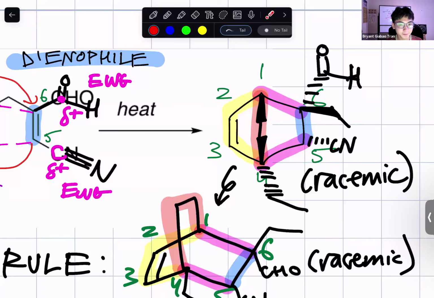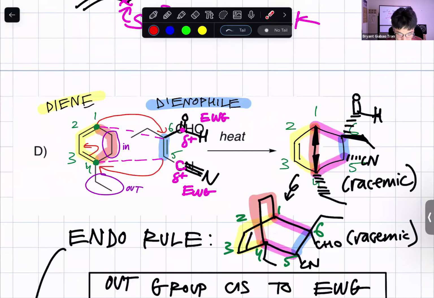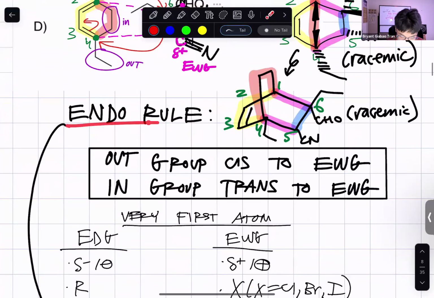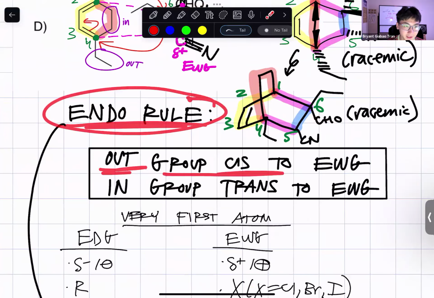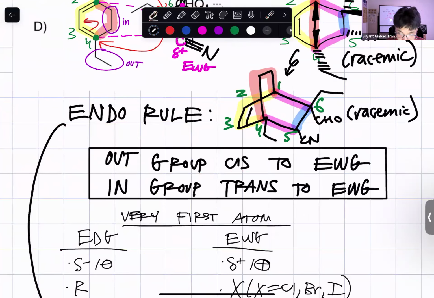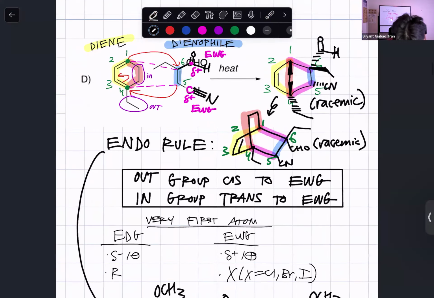The EWG here and the out and in group is just talking about the endo rule, which is the most confusing part about Diels-Alder, this endo rule. So let me draw out the other set and then we'll work on more Diels-Alder practice to get this down.